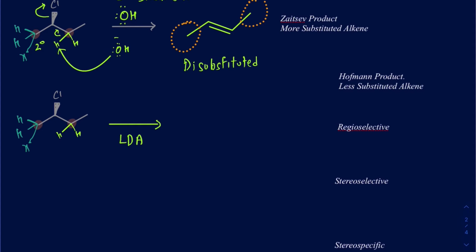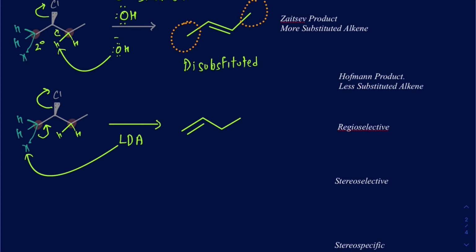So between those two protons on the right carbon and on the left carbon, this proton on the left carbon is going to be more readily available than the proton on the right carbon. So as a result, it's going to be grabbing this particular proton and creating a double bond. Your chlorine is going to leave. So then now you're going to be making an alkene that's going to be less substituted.